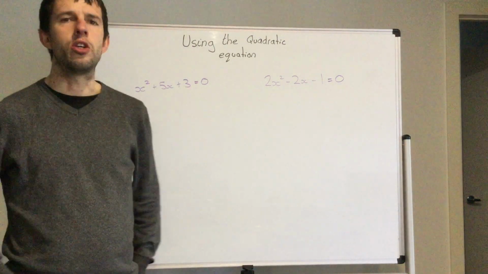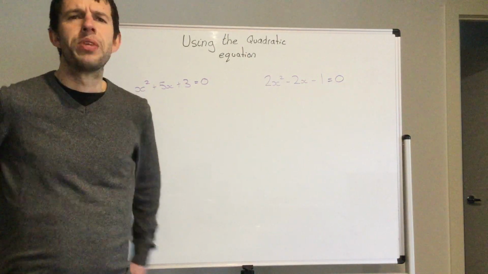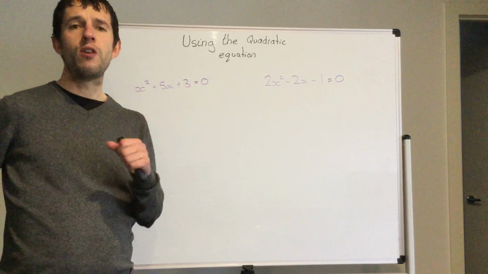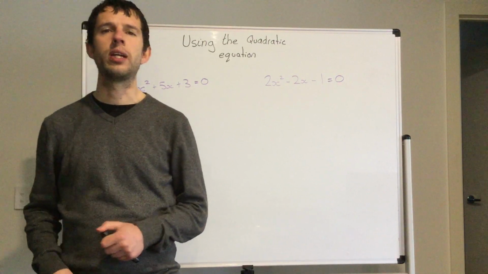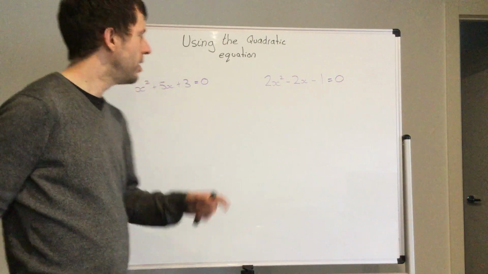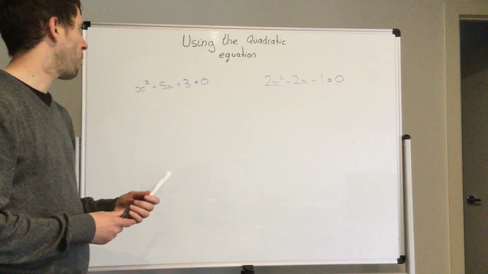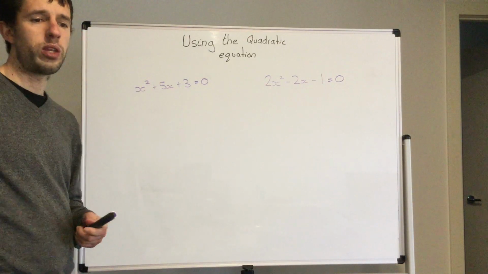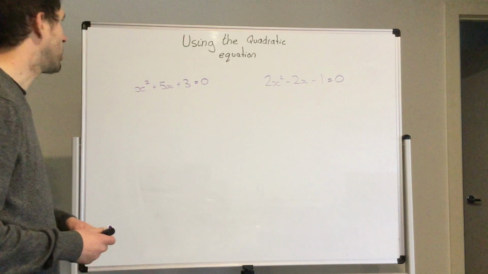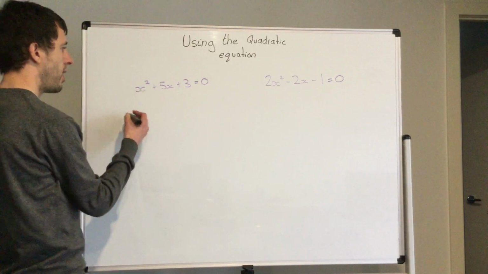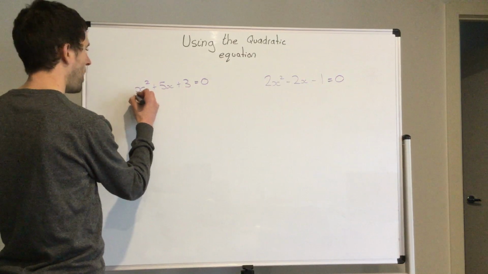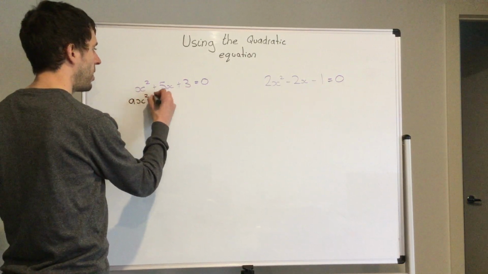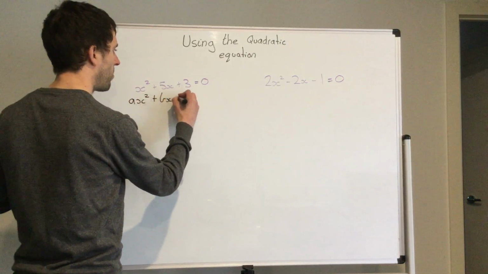So we are going to be using the quadratic equation. Now, when we're using it, if you don't understand it, I want you to go back to the proof and really see where it comes from. But first thing we're going to be doing is thinking about a couple of things. The first thing I'm going to be thinking about is my standard formula, so how it links up, which is ax squared plus bx plus c.